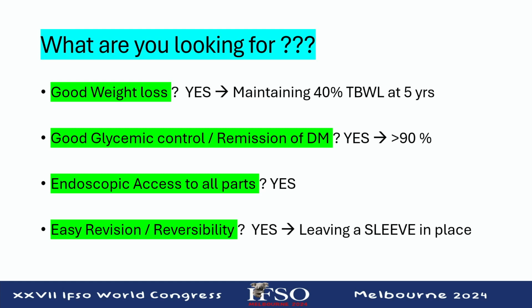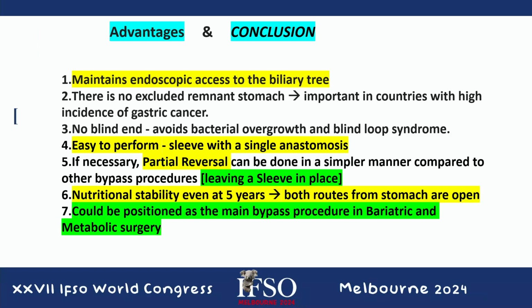So what were we looking for? We were looking for good weight loss. Here we got 40% total body weight loss at 5 years, good glycemic control and remission, endoscopic access to all areas, and easy revision or reversibility.